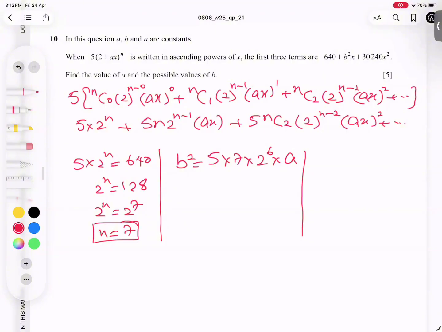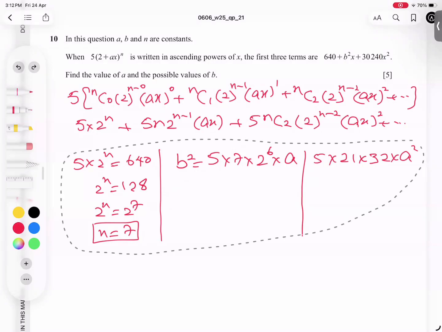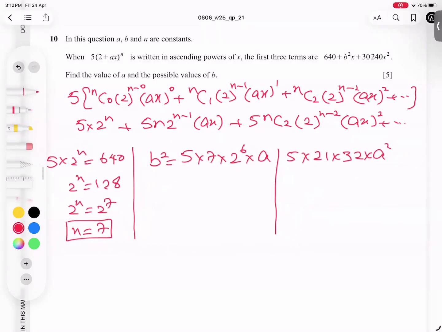After that, 7 goes there and 7C2. If you check it, 7C2 is 21. So 5 times 21. And this n is 7, 7 minus 2 is 5, 2 to power 5 comes from here. And here a squared, and x squared, I'm cancelling from both sides. Okay, students, I think I have to drag slightly to the left side because it equals this number, 30240. Now x squared cancels from both sides. Here I will get a squared. How to get a squared?